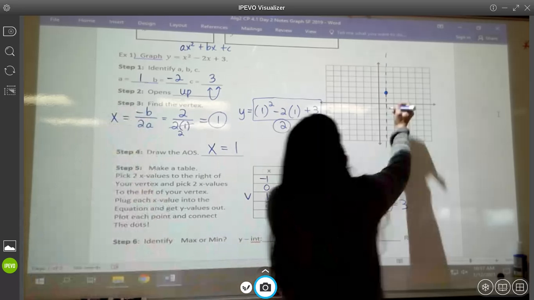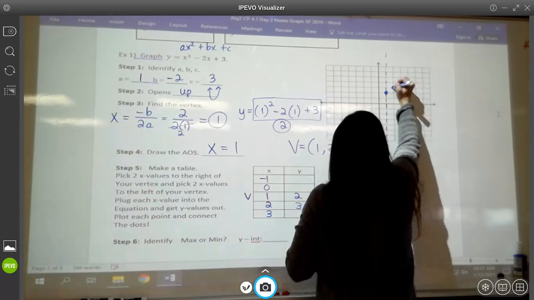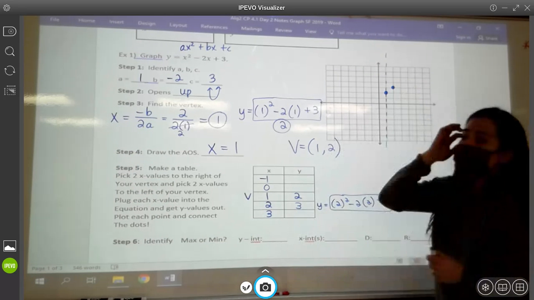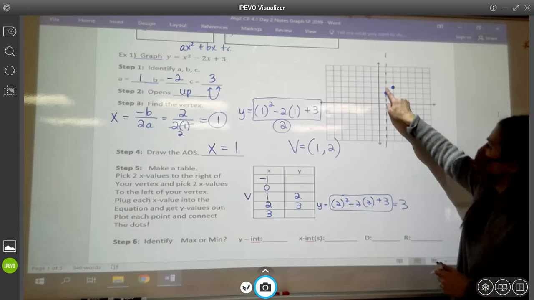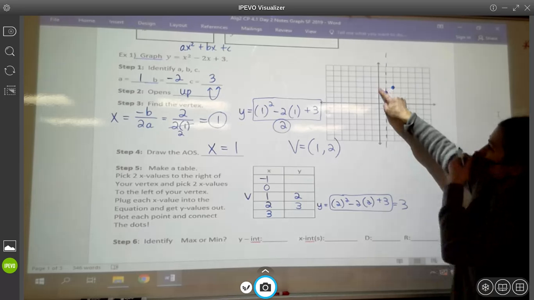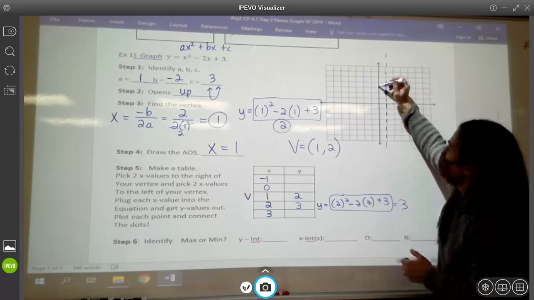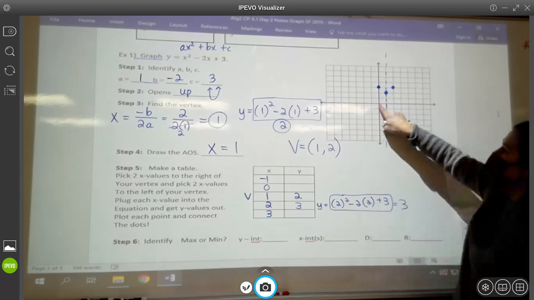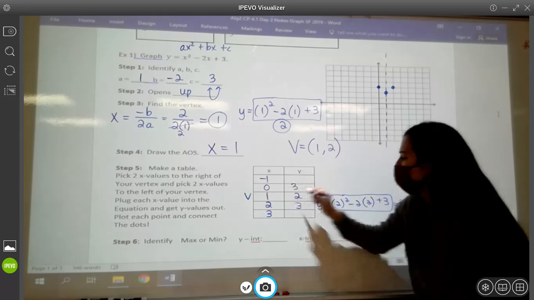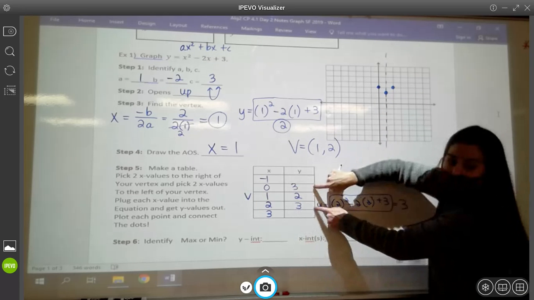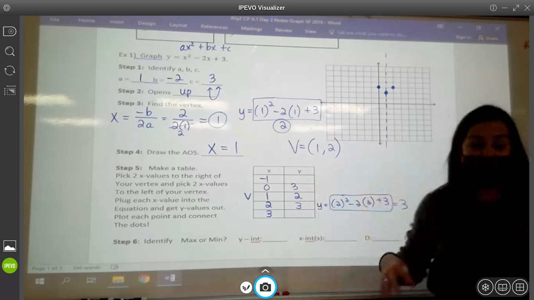So plot it. Right 2 and up 3. So guys, you see how this point is one space away from the AOS? That means one space away on the other side, there's a matching point. So that means anybody who chose to plug 0 in would have also got a 3 to come out. It's gonna match on both sides of the vertex because it's symmetric.